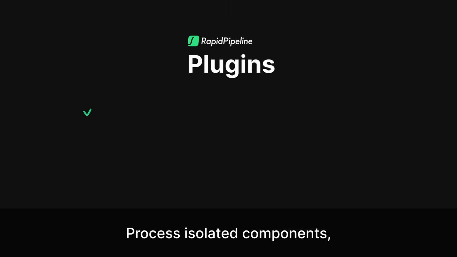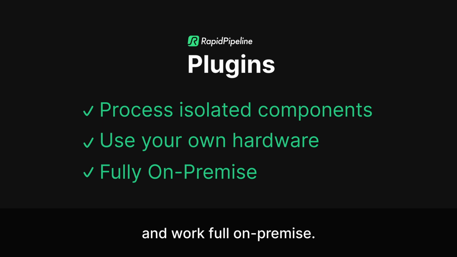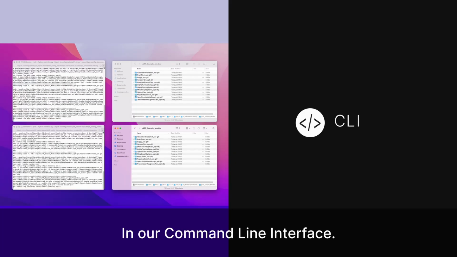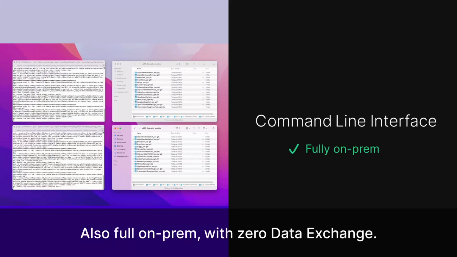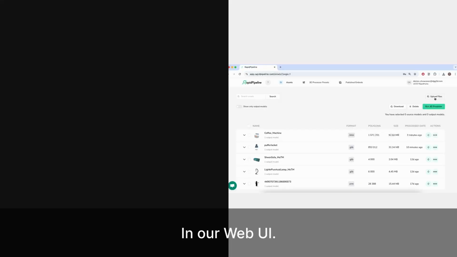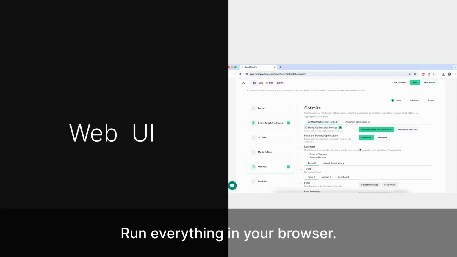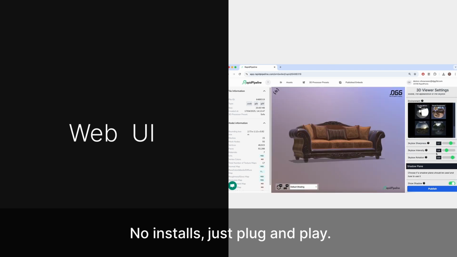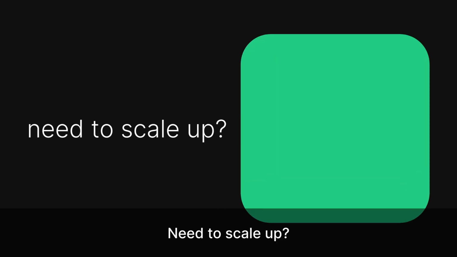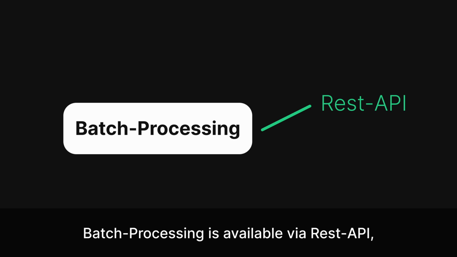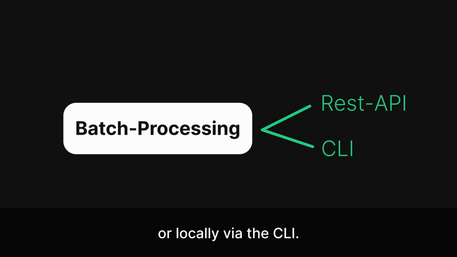Process isolated components, use your own hardware, and work fully on-premise. In our command line interface, also fully on-prem, with zero data exchange. In our web UI, run everything in your browser. No installs, just plug and play. Need to scale up? Batch processing is available via REST API or locally via the CLI.